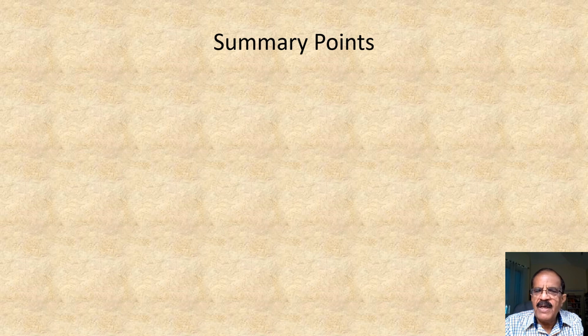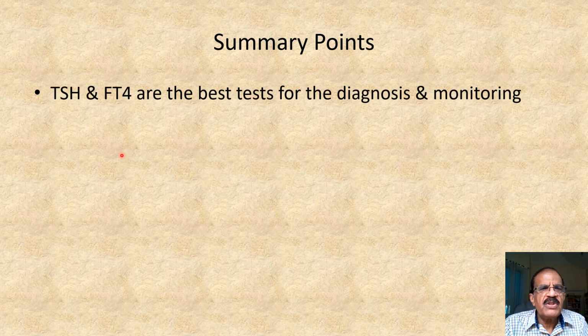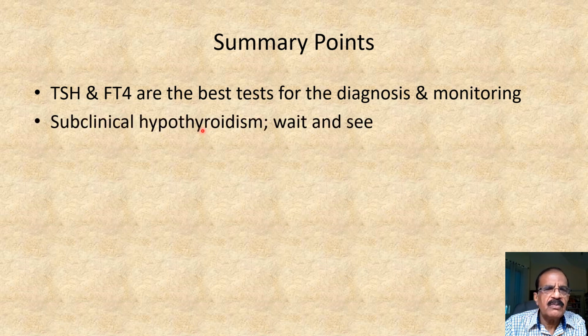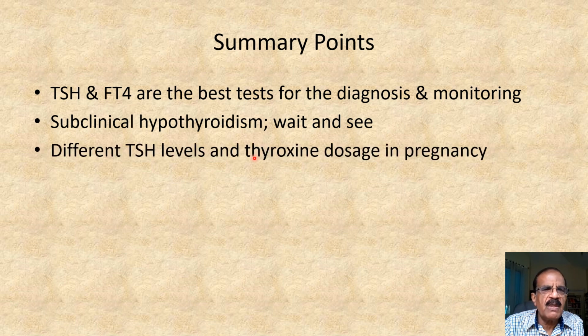So, summary points. This was a long lecture, but I have to cover the complete topic. First, TSH and free T4 are the best tests for diagnosis and monitoring. Subclinical hypothyroidism: wait and see until the patient develops symptoms, or if one of those conditions I mentioned, especially anti-TPO antibodies, is present, then you start treatment.